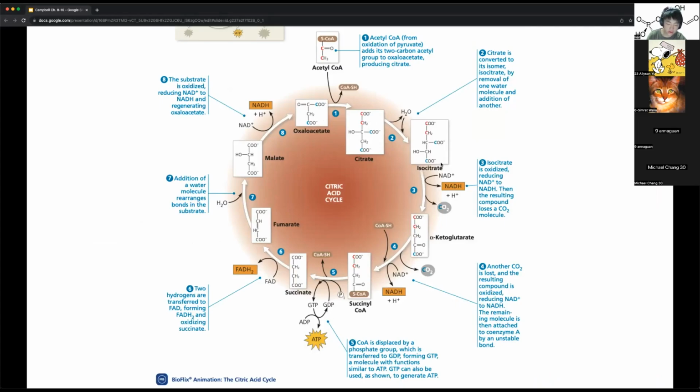You should also probably remember that acetyl CoA goes into citrate, isocitrate, alpha ketoglutarate, succinyl CoA, succinate.